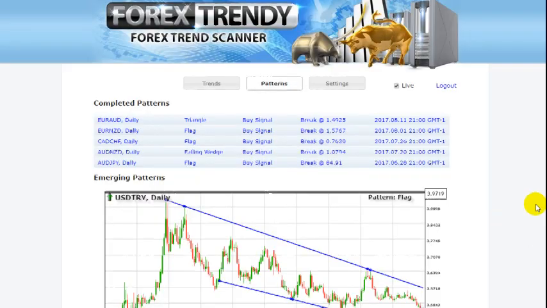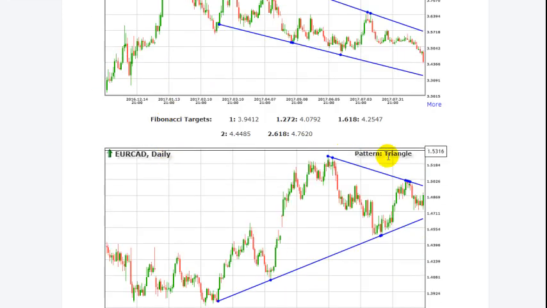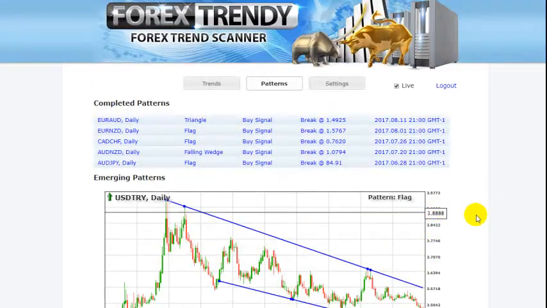So let's take a look at the pattern section. These are completed patterns, so they're in play here. These go back into June, July. I'm only going to show the daily chart here just to keep this video short, just to give you an idea of what's going on. And obviously, these are emerging patterns that are just starting now, and you can keep these on your radar, right? You can get alerts for this.